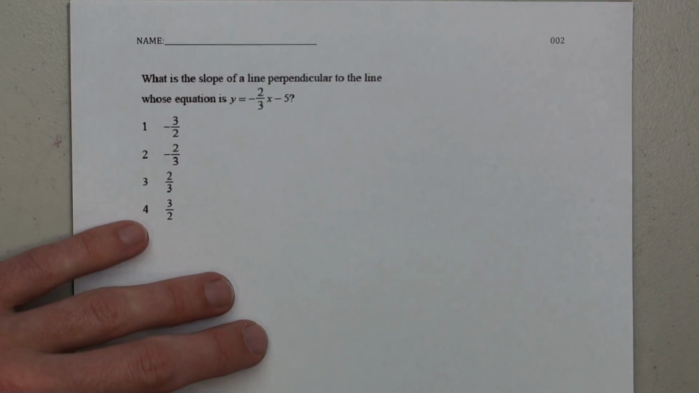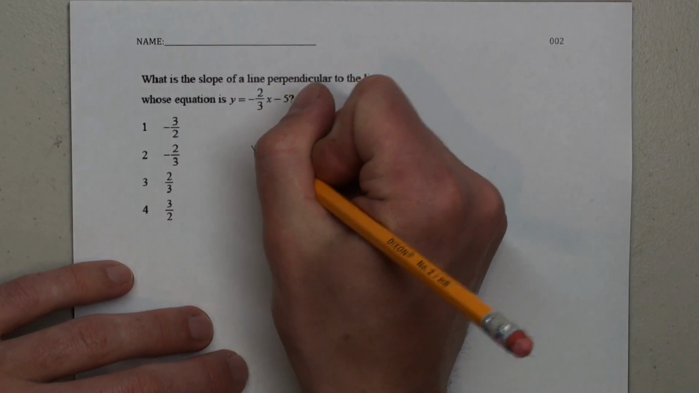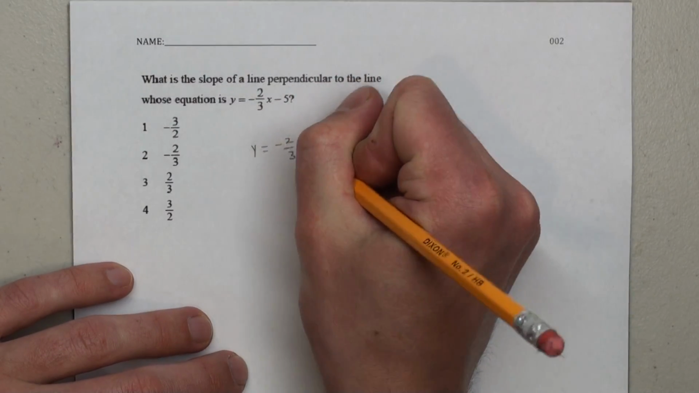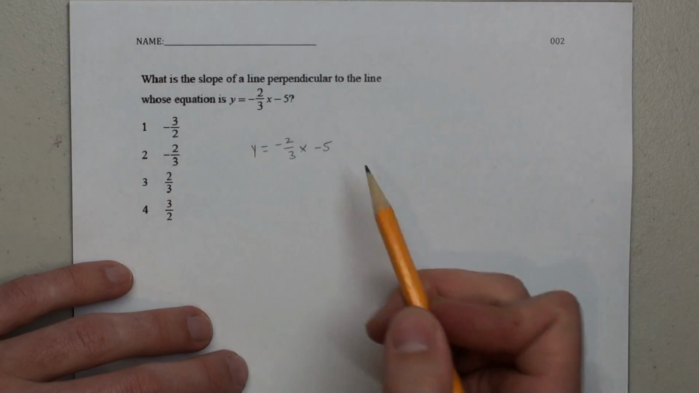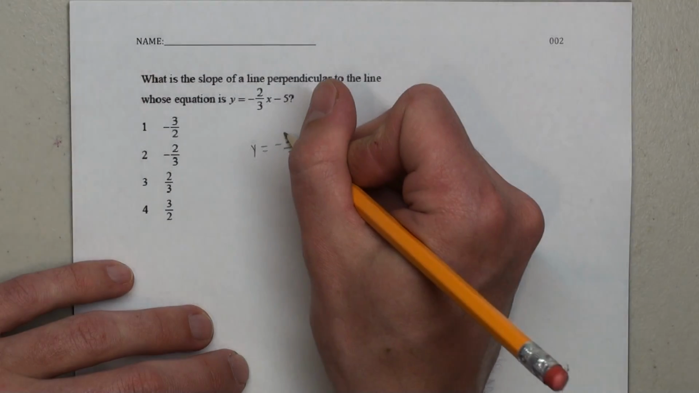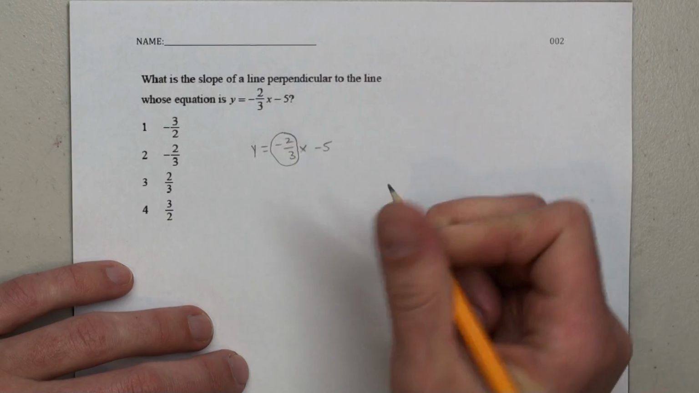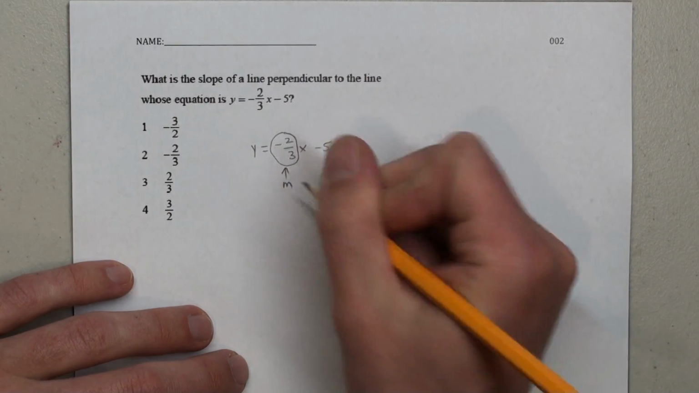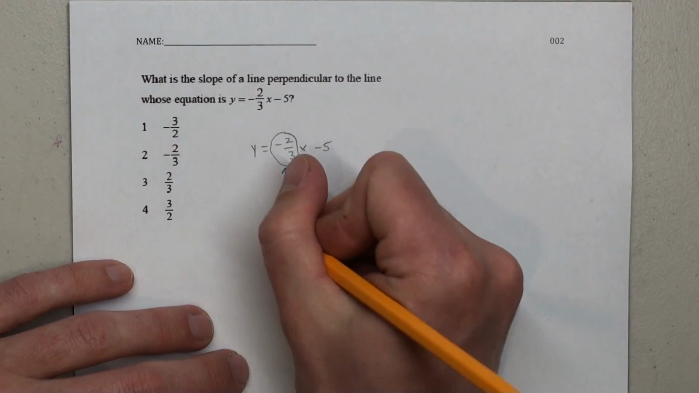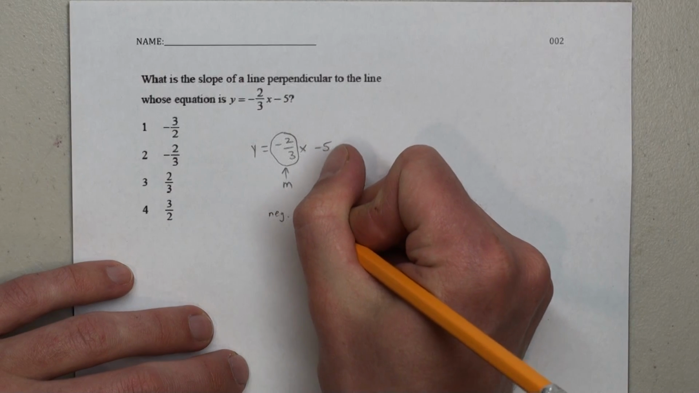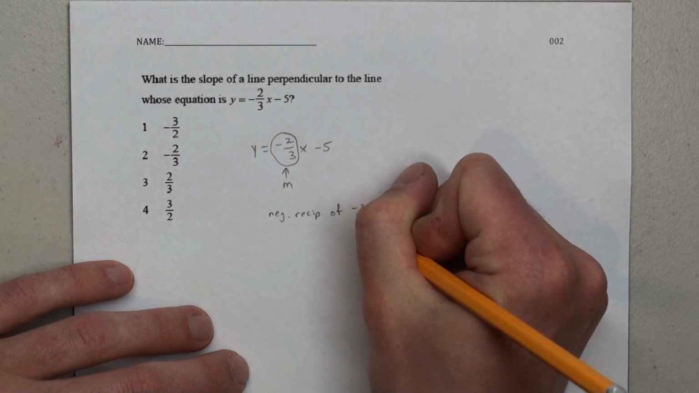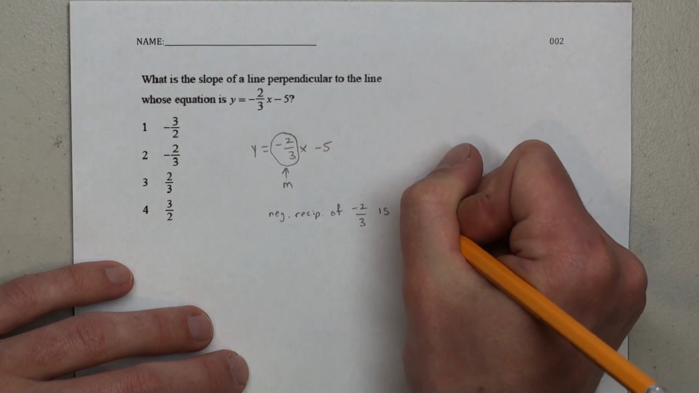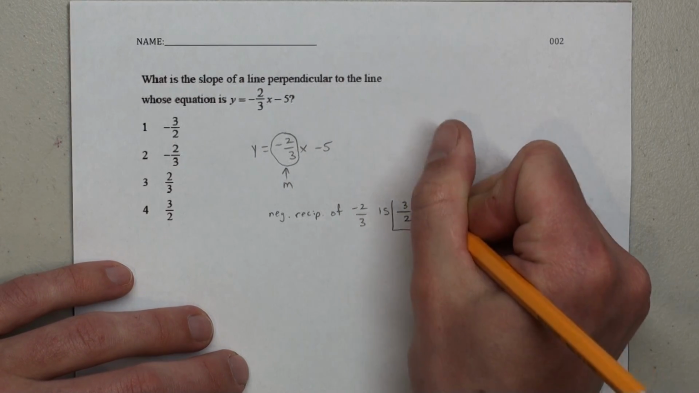Okay? Let's look at number 2. Same problem. This time we have a different equation. Y equals negative 2 thirds x minus 5. This one is really easy because it's already in y equals mx plus b form. So here's my slope. Alright, so the negative reciprocal of negative 2 over 3 is positive 3 over 2.